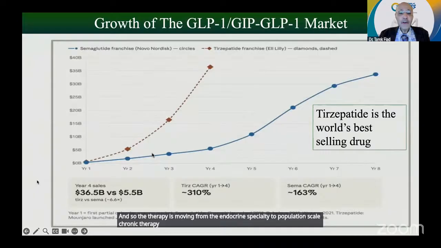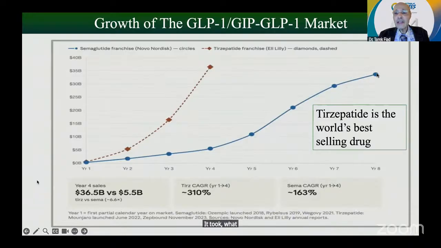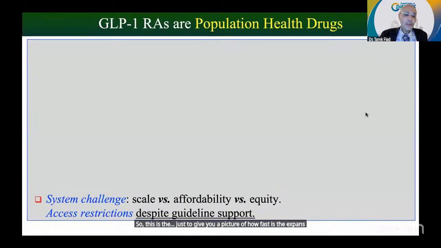And if you look at the trend, this was the trend of semaglutide. It took about 8 years to reach this point. And tirzepatide, since its launch, now over 3 years, reached the same peak. So tirzepatide is the world's best-selling drug today. This is just to give you a picture of how fast the expansion of these products is.